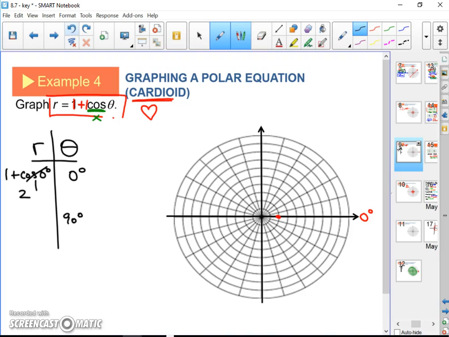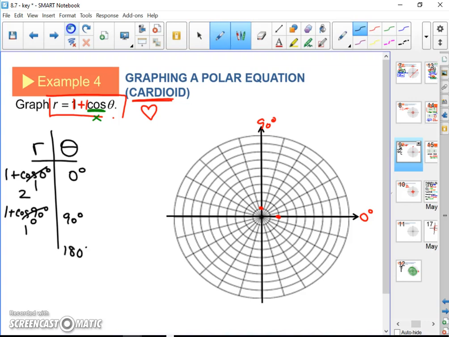Okay? So another easy number to plug in would be 90 degrees. You have 1 plus cosine 90 degrees. And cosine 90 is 0. 1 plus 0 is 1. And so we've got the point 1 comma 90. So go in the direction of 90 degrees, go up 1. And there's another dot.